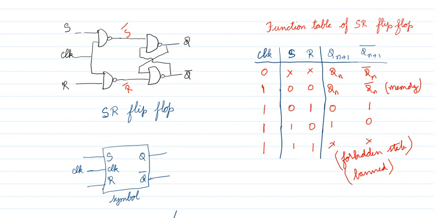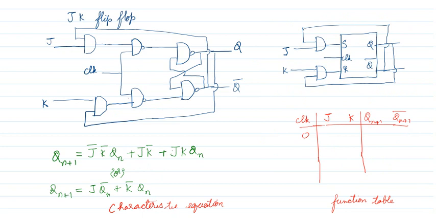Okay, so this is the truth table or the functional table of the SR flip-flop. This is the symbol of SR flip-flop. Here the inputs S and R are there, as well as we have the clock. The outputs are Q and Q bar. Now we will see the next flip-flop, the JK flip-flop.